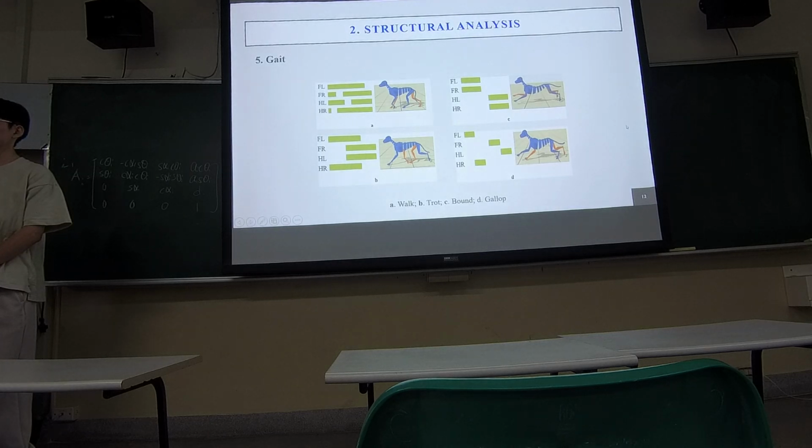And the last point is gaits in Spot. We can see the green area is the leg on the ground, and the white area is in the air. In walking, these two legs are always on the ground, ideal for slow speed on even surfaces. As speed increases, robots switch to trotting.